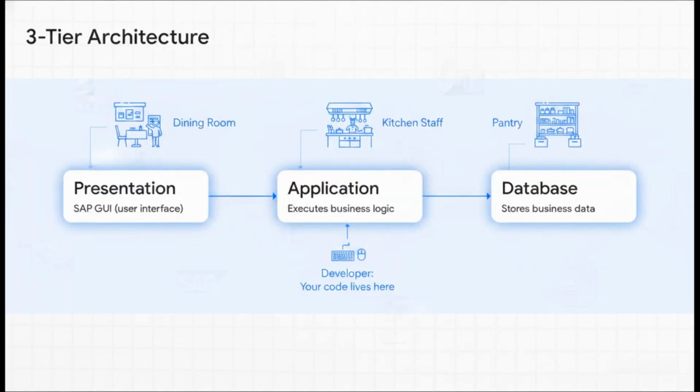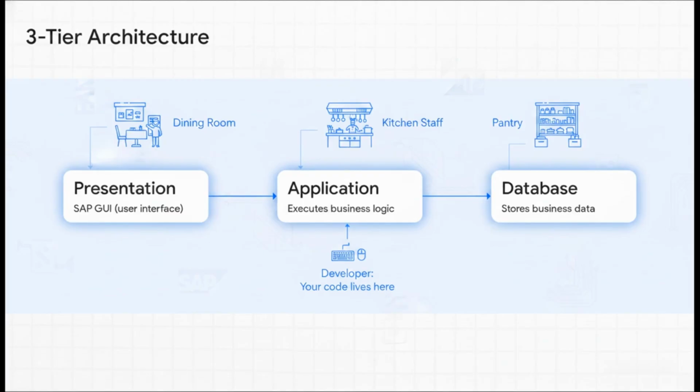So the system is split into 3 distinct layers: presentation, application, and database. Let's use a restaurant analogy, because it fits perfectly. The presentation layer, think SAP GUI or Fiori, that's the dining room, where users sit, interact, and read the menu. The application layer, which is where your ABAP logic executes, is the kitchen staff busily processing all those orders. And finally, the database layer, storing all the business data, is your pantry, holding all the ingredients.